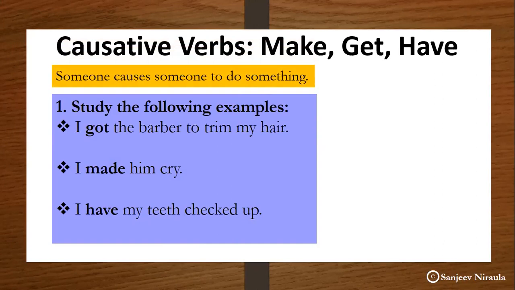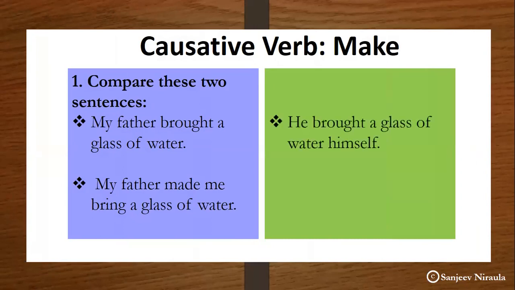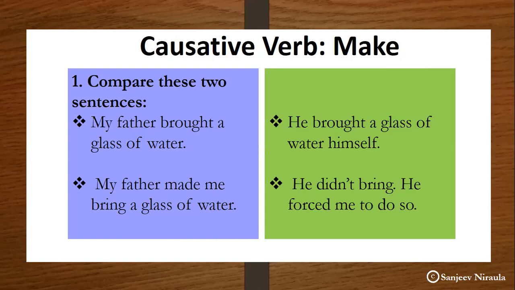Now let's see the causative verbs one by one. The causative verb make. Let's see these sentences together. My father brought a glass of water. That means he brought a glass of water himself. He did the work himself. But in the second sentence, my father made me bring a glass of water. He did not do the work. He did not bring the glass of water himself. He forced me to do so. The causative verb make means that a person forces another person to do something.